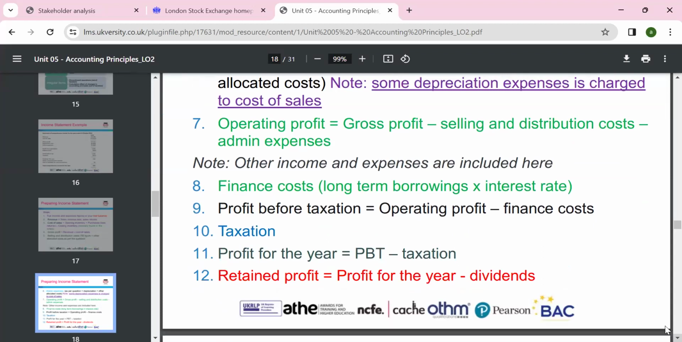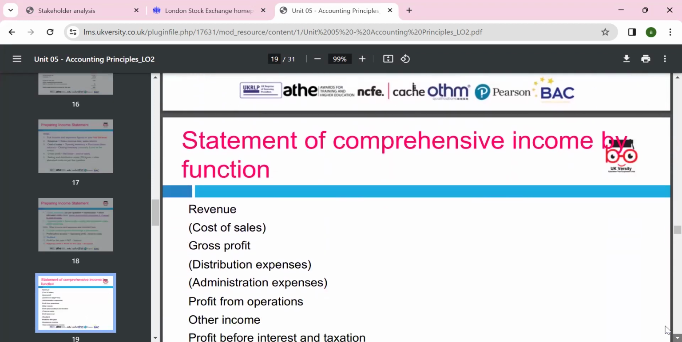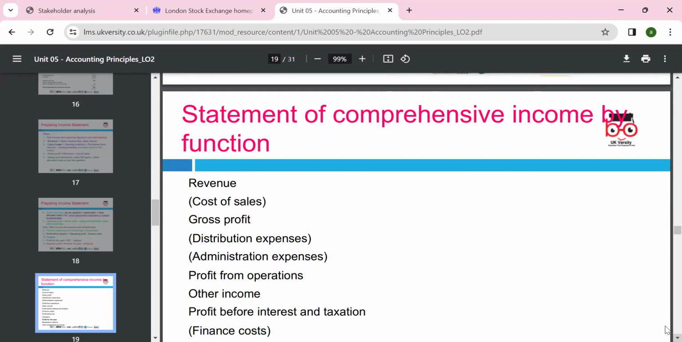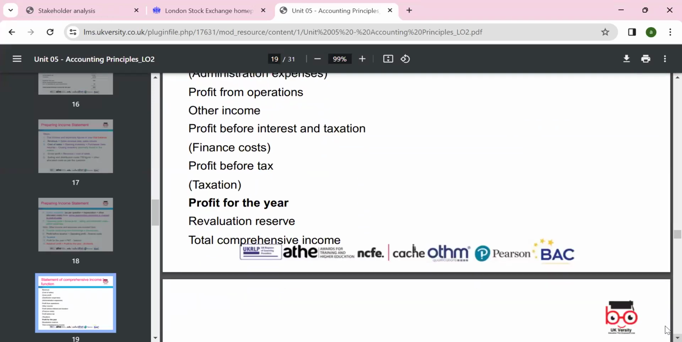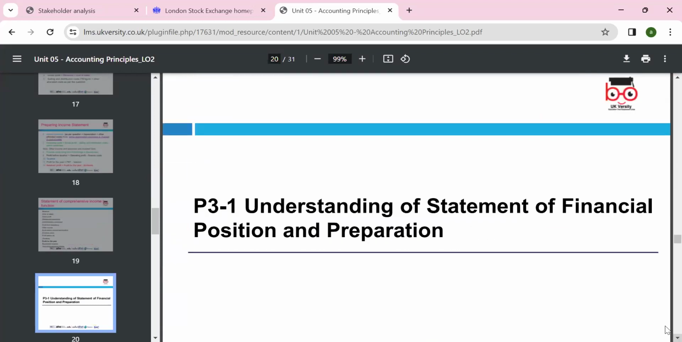We can look around operating profit, which means gross profit minus all your other expenses. We can look around finance costs, profit before tax, taxation, and the dividend, if we have, that is paid. Statement of comprehensive income: we can put the format here, revenue, cost of sales, distribution and all expenses. Your minus figures, if you have a figure, you can put in the same order, and we can calculate and prepare the statement.